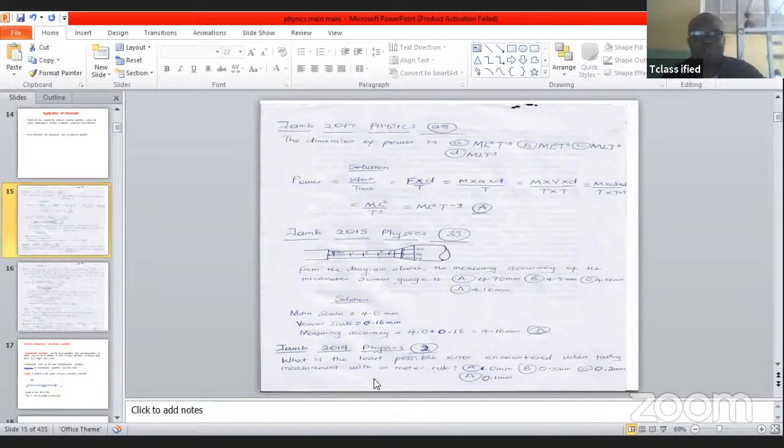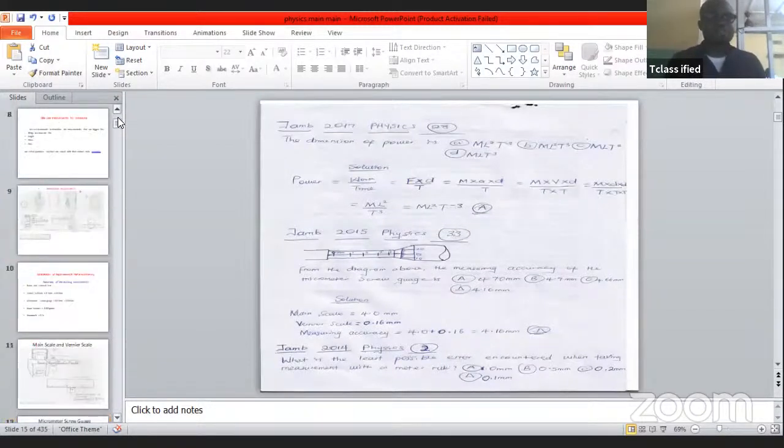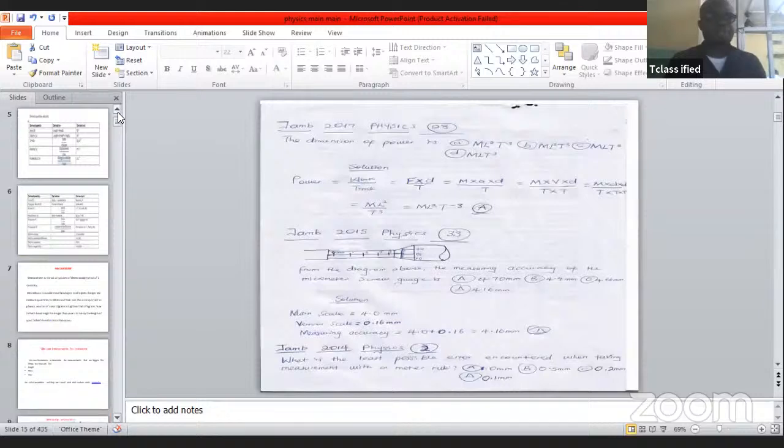Okay, so let's look at the next question, which is JAMB 2014 physics question number 2. The question goes, what is the least possible error encountered when taking measurement with a meter rule? So once you're given this, what is the least possible error is another way of saying, what is the measuring accuracy of the meter rule? So I'm going to take us back to the slides that I have. It's asking for meter rule. I told you this is very important because there are always questions on this.